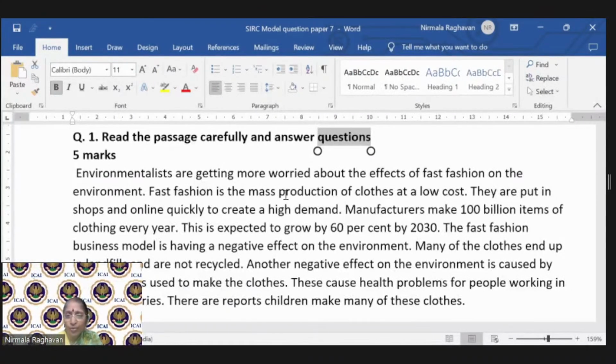Okay. What is the other effect caused by the mass production of clothes? So one is that they are not recycled and they become landfills. What is the other negative effect caused by fast fashion to the environment? Quick.